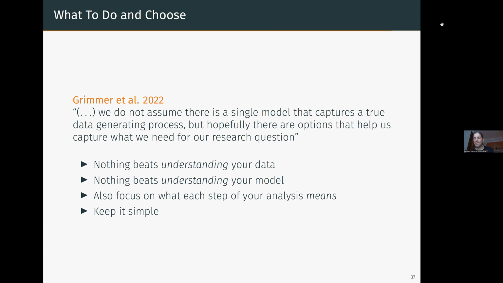And finally, it's very important to keep things simple. It's often very nice to make a very complicated model and do this and this and this, but keep it simple. Stick to the point. If it works, it works. Keep it simple. Try to cut back on things that you don't need.